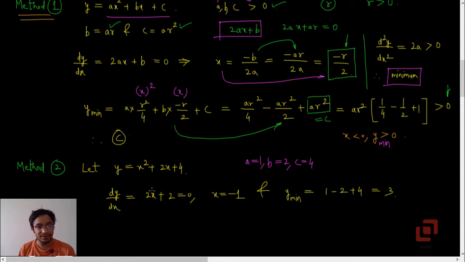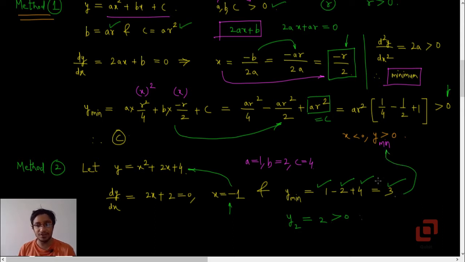Get dy by dx. What is it? 2x plus 2. So equate it to 0. x will be equal to negative 1. And see, now the second derivative is positive. It will be 2. So because it is positive, we should have the minimum value of y. And what is y min? y min will be obtained when you substitute x equal to -1 here. So -1 squared is 1, plus 2 into -1 is minus 2, plus 4. So 4 plus 1 is 5, 5 minus 2 is 3, and y min is positive. That's what we got here.